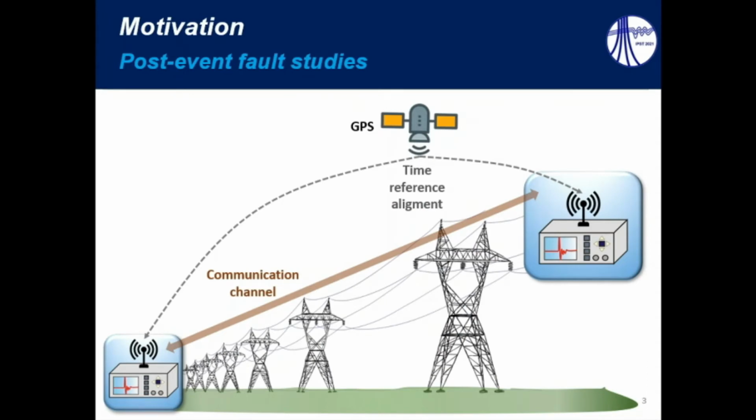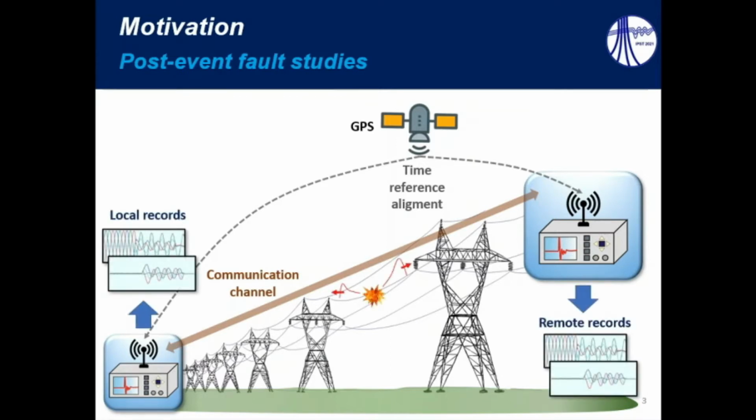This paper is focused on post-event fault studies, and we know that when a fault takes place on a given transmission line, local and remote records are expected to be generated. If we need to analyze these records simultaneously, they must be aligned in time, and to do so GPS and communication channels have been widely used.